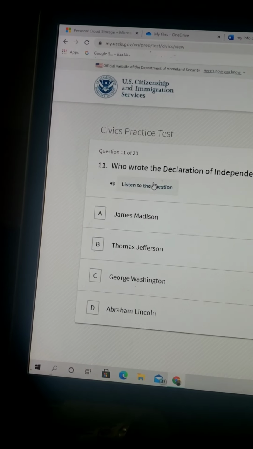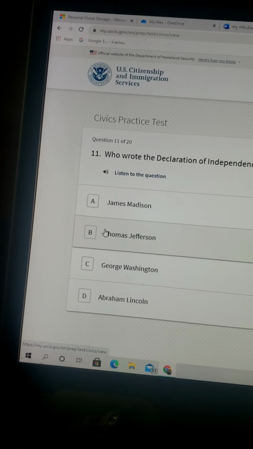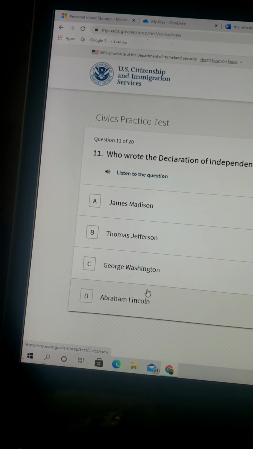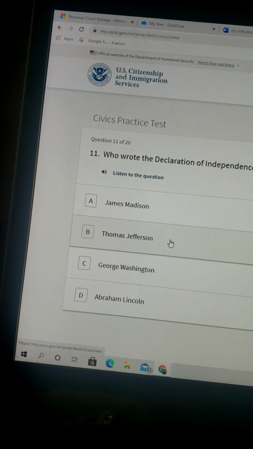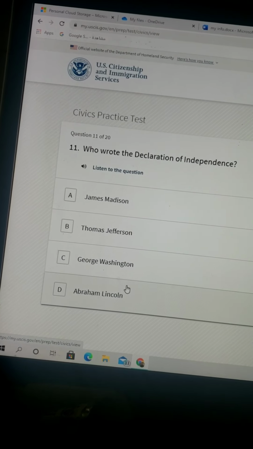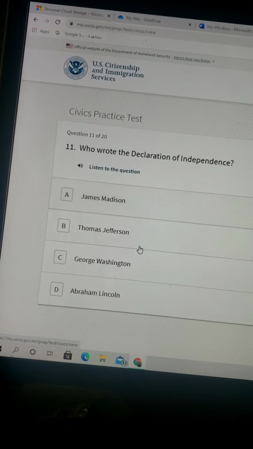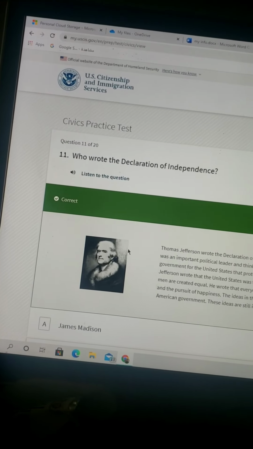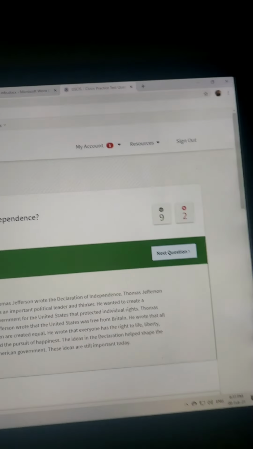Who wrote the Declaration of Independence? Oh, I guess. It's not Abraham Lincoln. I think it's Thomas Jefferson. Yep, Thomas Jefferson. Thomas Jefferson wrote the Declaration of Independence.